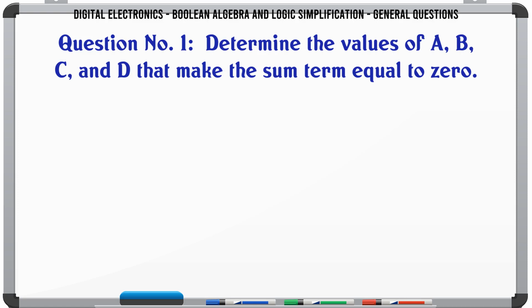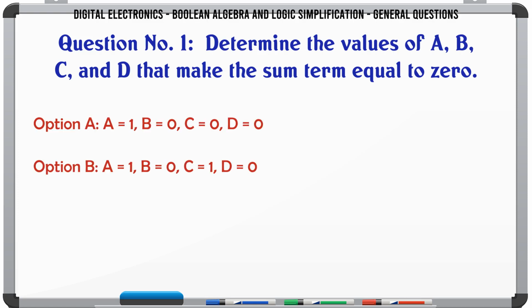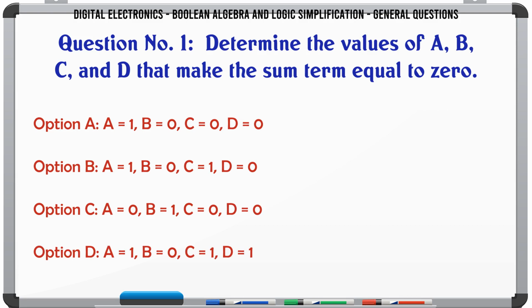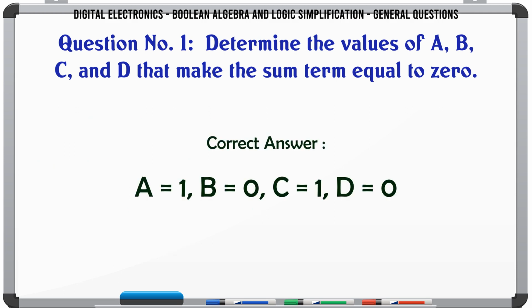Determine the values of A, B, C, and D that make the sum term equal to 0. A: A1 B0 C0 D0. B: A1 B0 C1 D0. C: A0 B1 C0 D0. D: A1 B0 C1 D1. The correct answer is A1 B0 C1 D0.